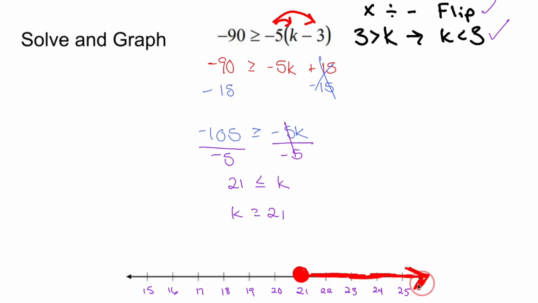What this red shading means is any number that's covered by this red shading, like 21 and a half, 25, a billion, if I were to take that number and replace k with that number, and do the math on the right side, it will be greater than or equal to negative 90. Okay? So that's how you solve and graph an inequality.